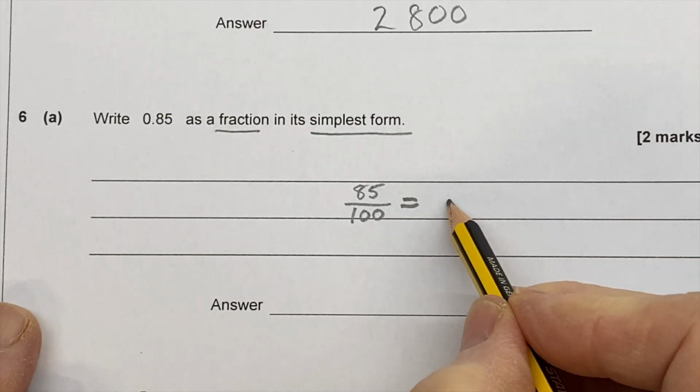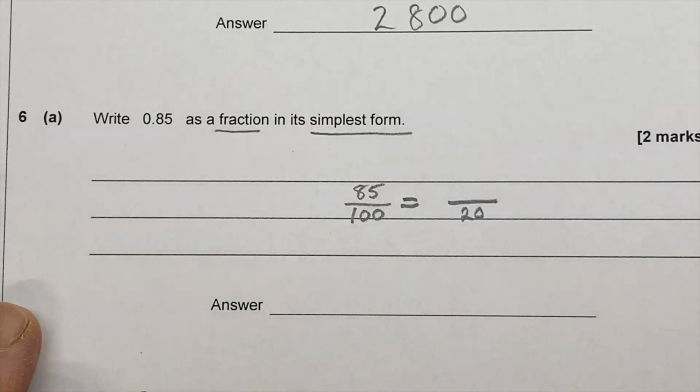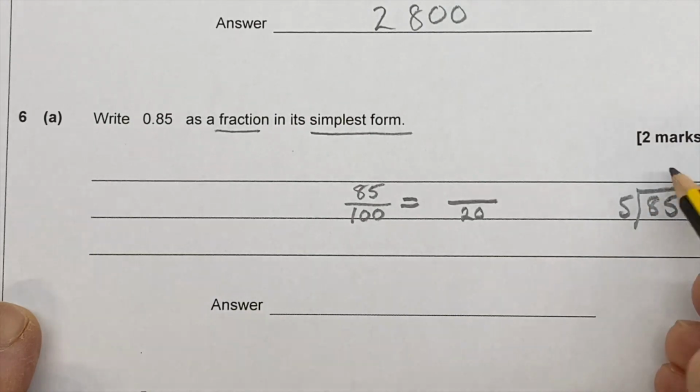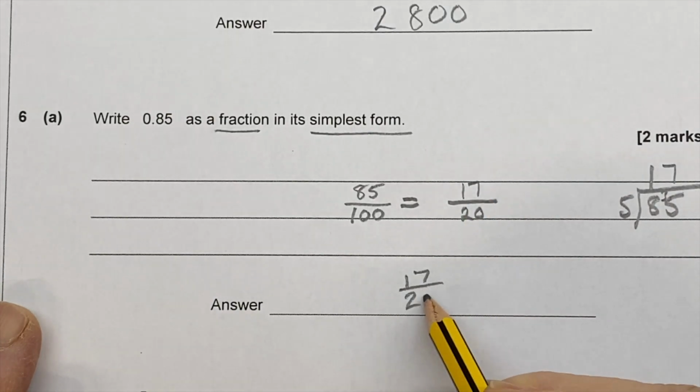Now I guess you know that 5 20s make 100, so we want to know how many 5s there are in 85. You could do a little short division. 5 into 8 goes 1, there's 3 left over. 5 into 35 goes 7, so we've got 17 over 20, and that is the answer.